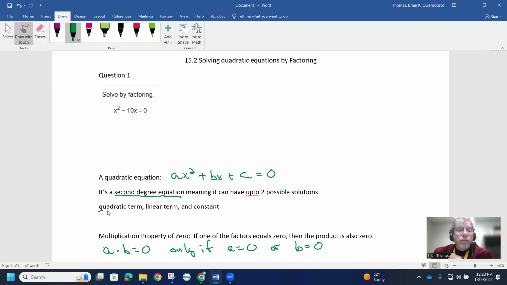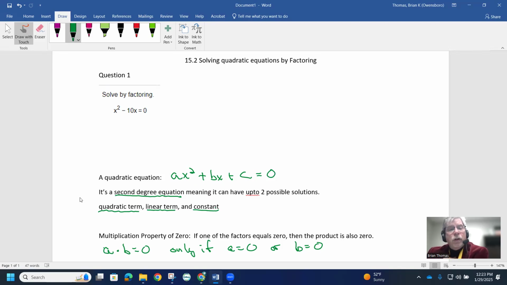So the quadratic term is the term with the power of 2. So the ax squared is what's called the quadratic term. The linear term just has the x, so bx is called the linear term. And then the constant is the number, so the c is going to be our constant. So we have that kind of going on with us.